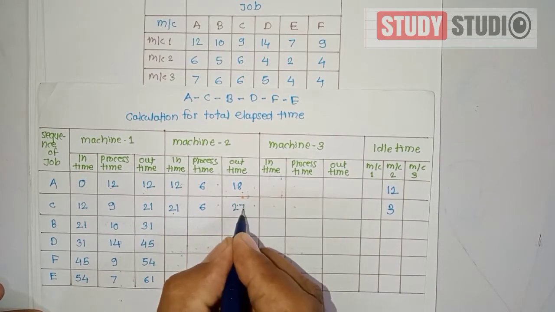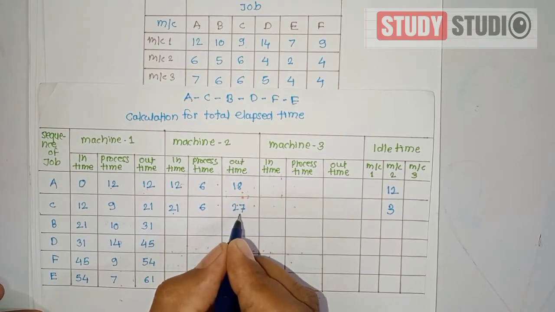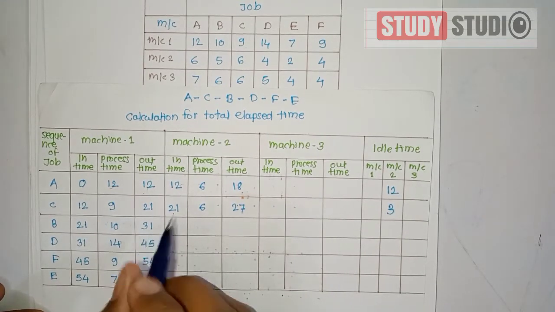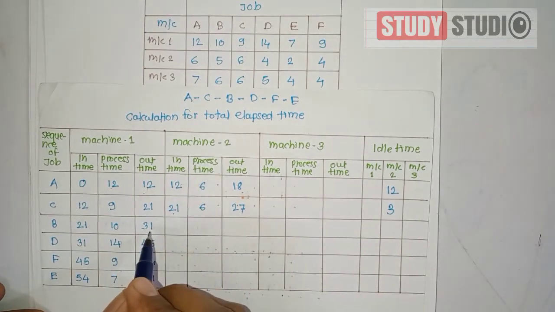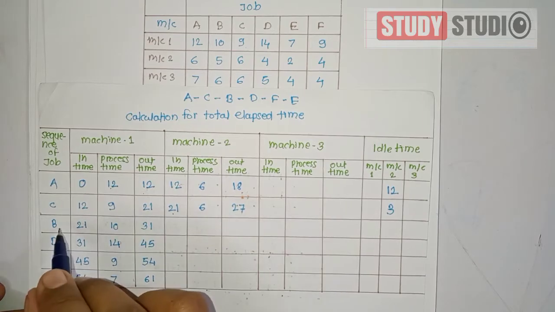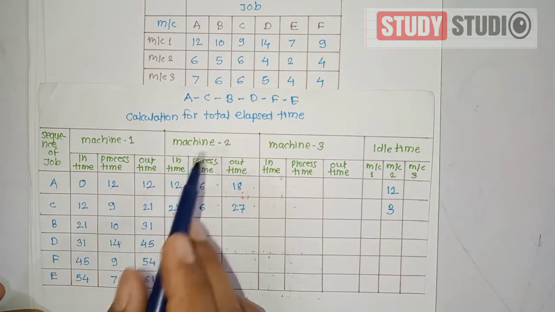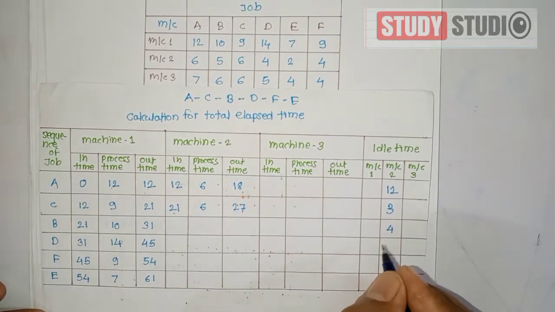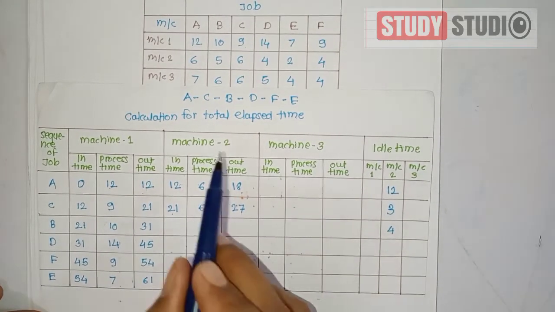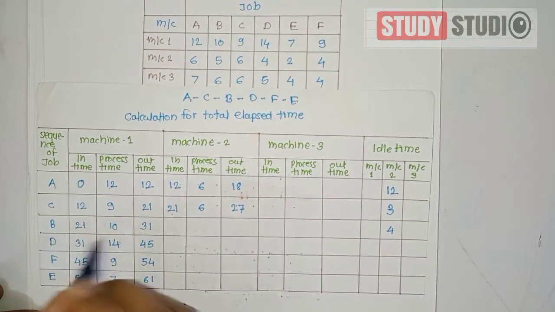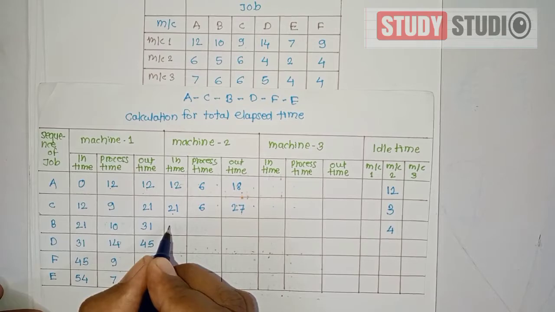Again this 27 hours is less compared with the 31 hours. So machine 2 has to again wait for 31 minus 27, right? That is 4 hours till job B comes to machine 2. So 4 hours will be idle time for machine 2. Now the in time of job B on machine 2 will be 31 hours.